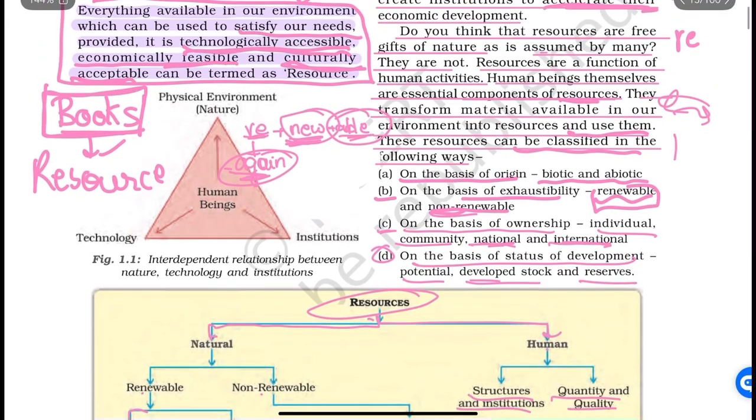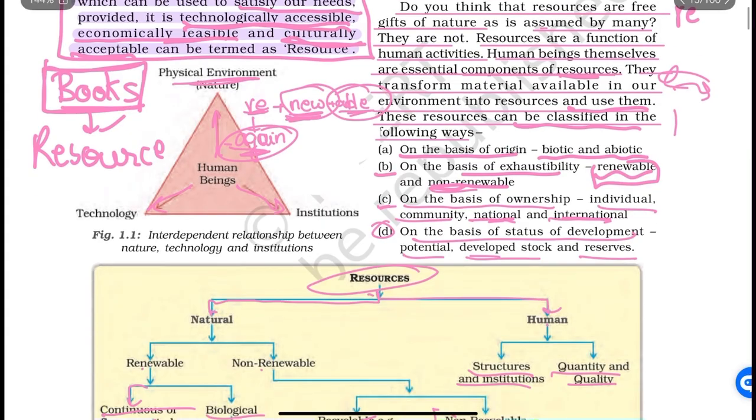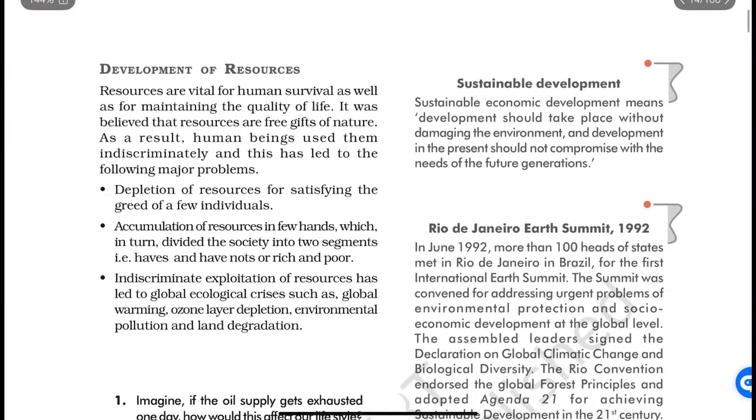Here is a pyramid: physical environment, human beings, technology, also human beings, and human beings also make institutions. Okay, so let's move on to our next topic, that is development of resources. Resources are vital for human survival as well as for maintaining the quality of life.